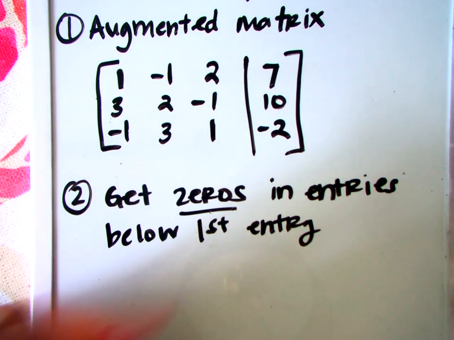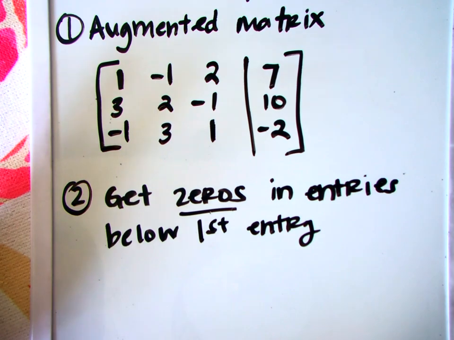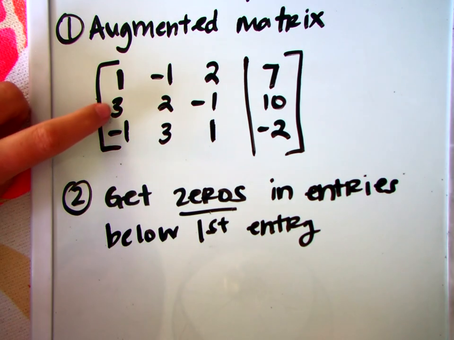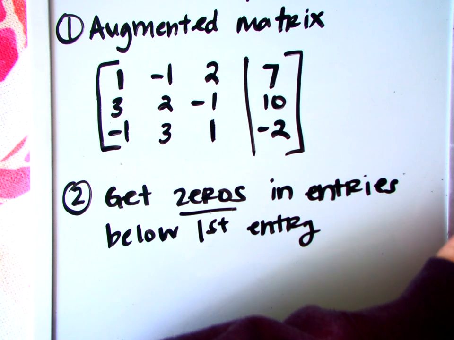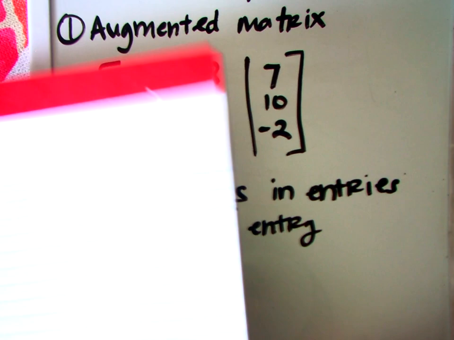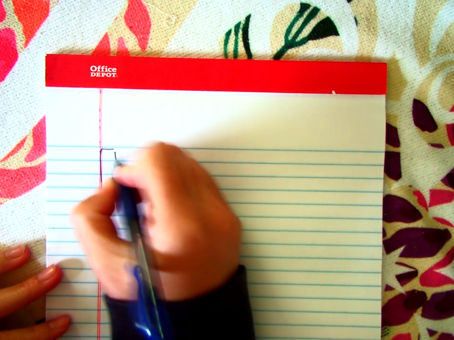So here's where those row operations come in handy, right? So how can we create zeros where the 3 and the -1 are? So I'm going to do that over here, and we'll come back to this page for our notes in a second. So here's our matrix, 1, -1.